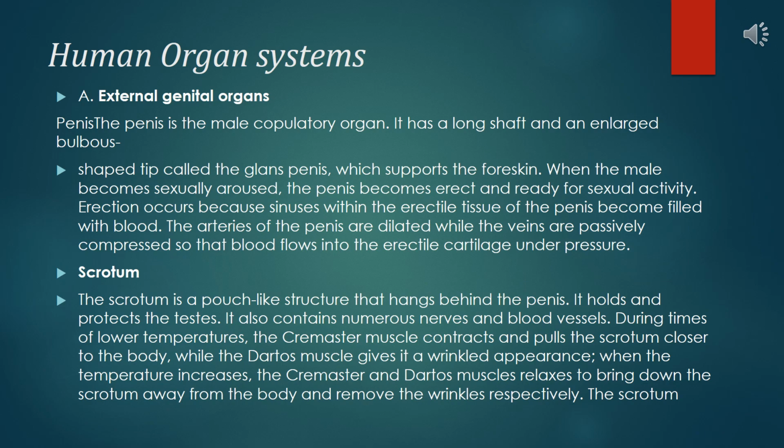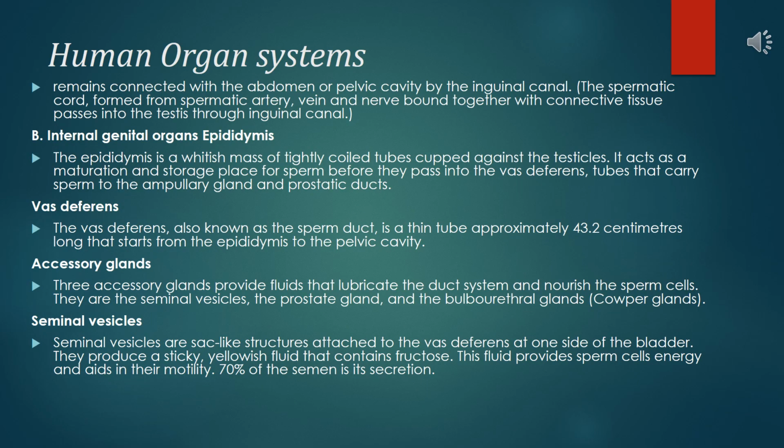During times of lower temperatures, the cremaster muscle contracts and pulls the scrotum closer to the body, while the dartos muscle gives it a wrinkled appearance. When the temperature increases, the cremaster and dartos muscles relax to bring down the scrotum away from the body and remove the wrinkles, respectively. The scrotum remains connected with the abdomen or pelvic cavity by the inguinal canal.